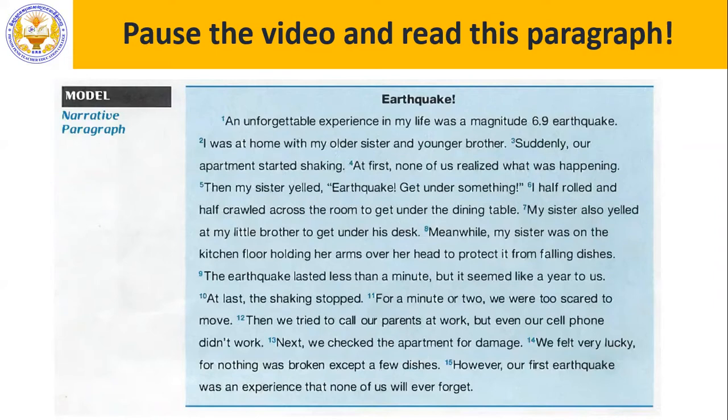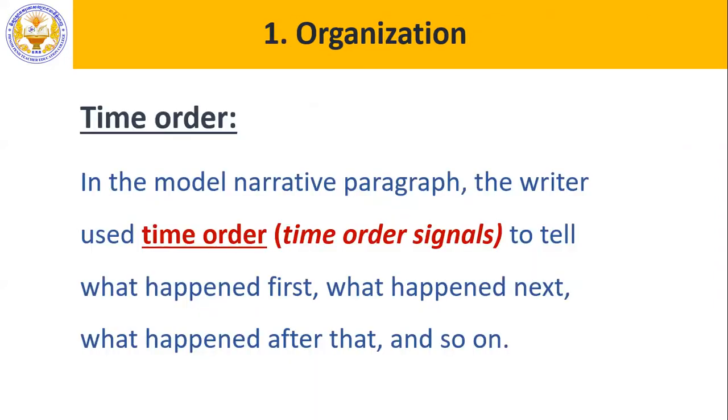So after we read this paragraph, you can see that the writer used time order to tell what happened in his paragraph, to tell the story: what happened first, what happened next, and what happened after that, and so on until the end of the story. So again, narrative paragraph is storytelling, and we use time order to signal the sequence of the story.